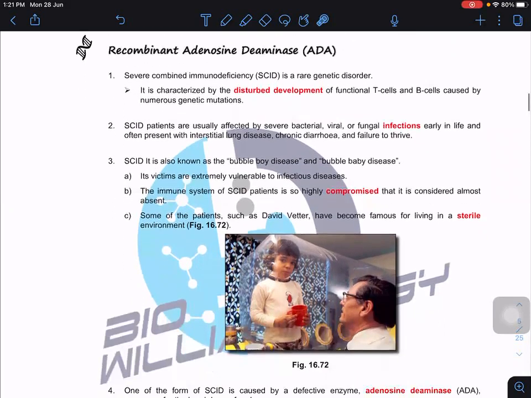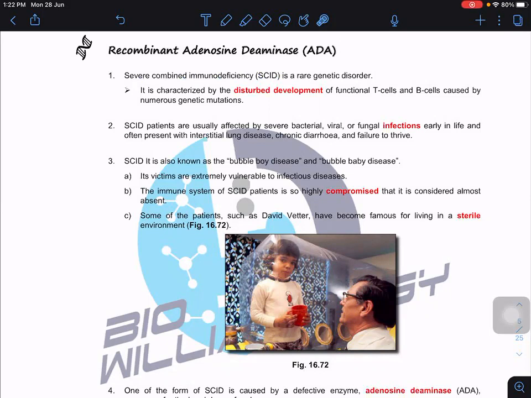Then the third recombinant protein that we use here is the recombinant adenosine deaminase, or ADA. Before we go to the ADA, we're going to look at severe combined immunodeficiency. It's a type of immunodeficiency. The symptoms are quite similar to HIV infection, also an immunodeficiency, but slightly different: this is a severe combined immunodeficiency, a class of disease.